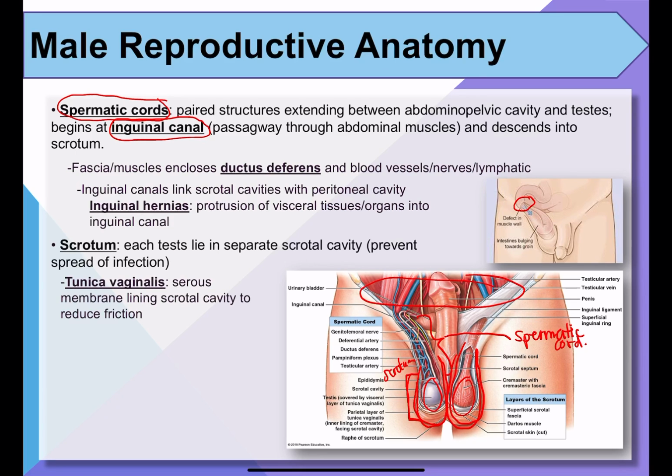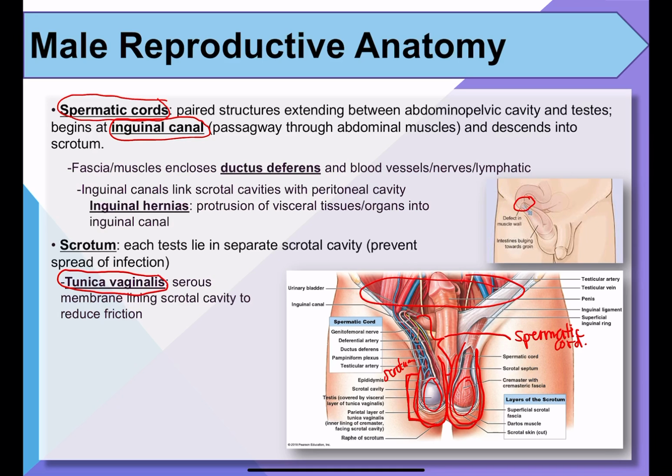Now, because the testes are a very sensitive organ, there's a layer of serous membrane called tunica vaginalis that also surrounds the testis on the interior part to prevent friction. Okay, just like how we have serous membranes around our lungs, our heart and intestines, around our testes, there's tunica vaginalis.